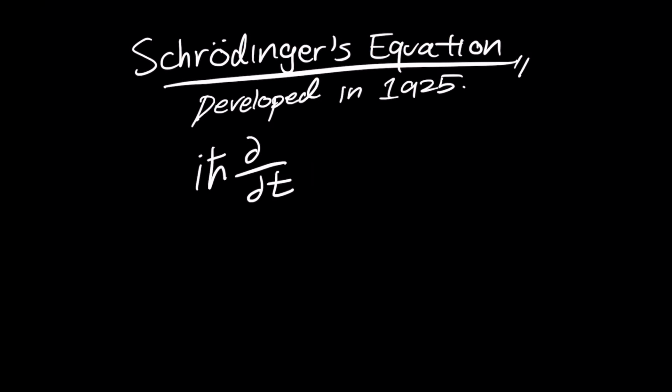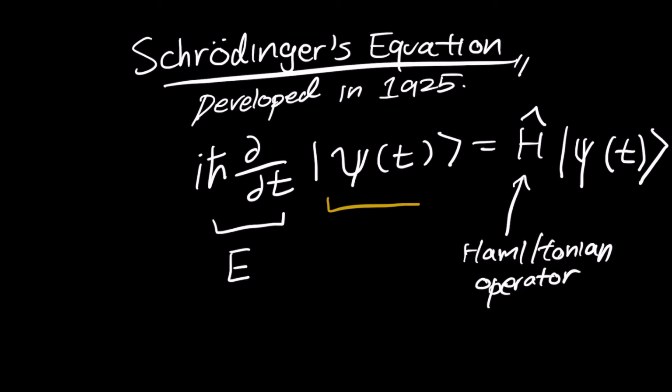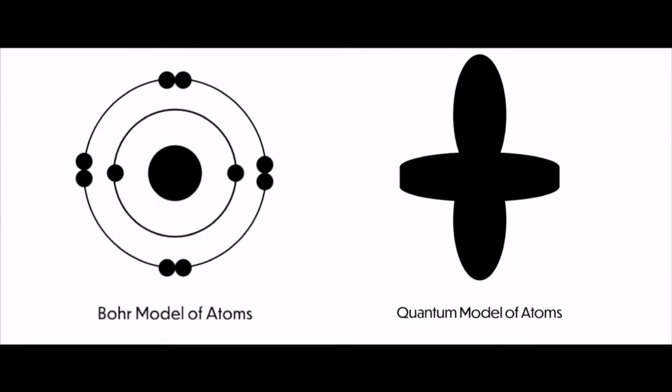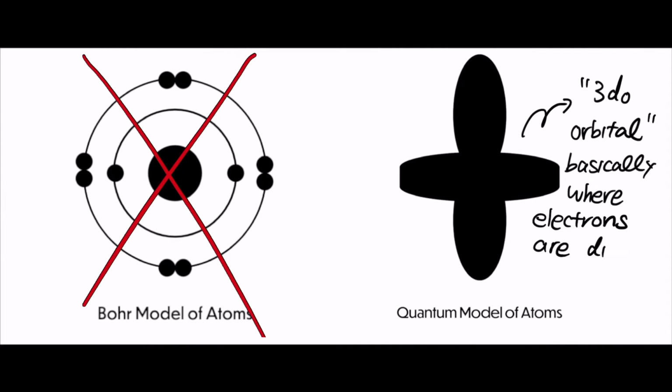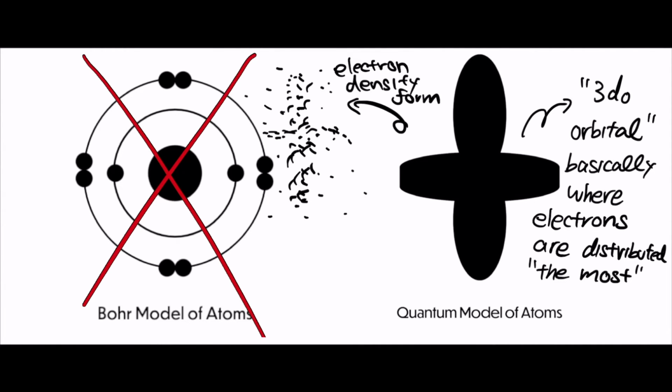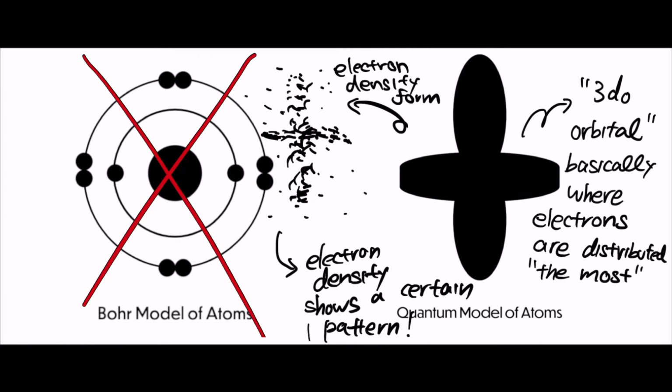Schrödinger's equation is the core part of quantum mechanics, and it basically defines that electrons are not distributed like a planet orbiting the sun, but rather as electron clouds, where you can guess the probable locations of where an electron might reside, but you don't know their exact positions.